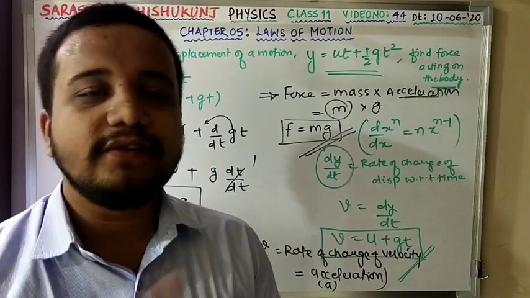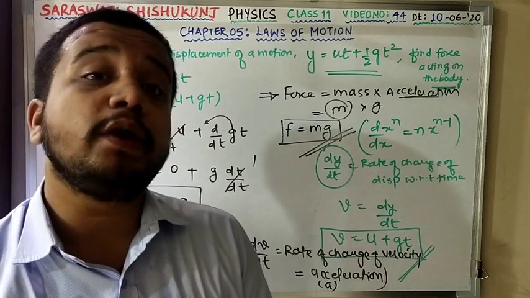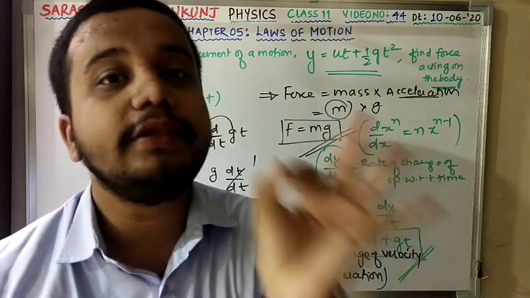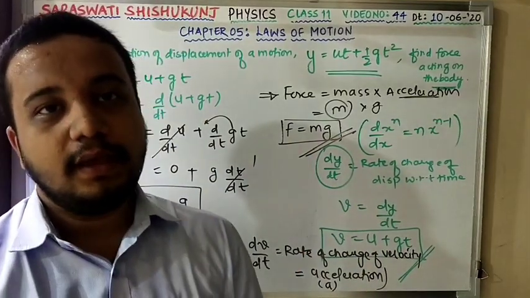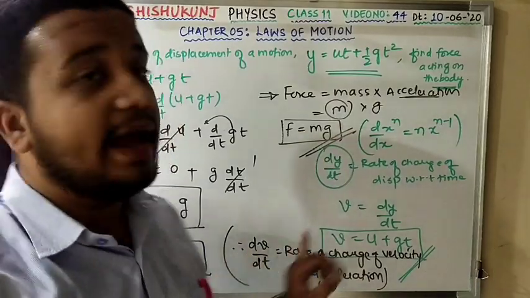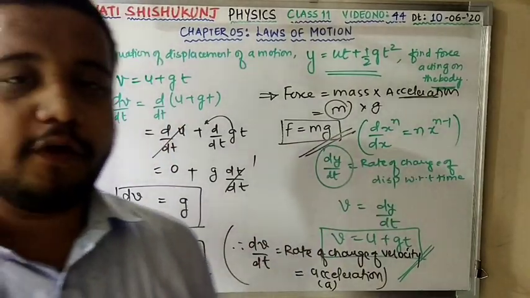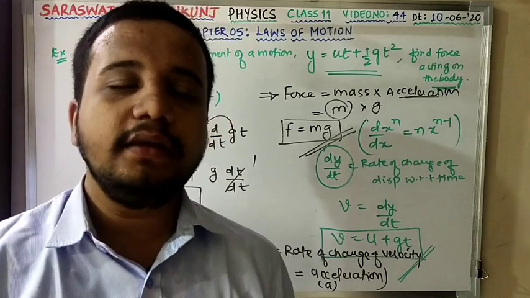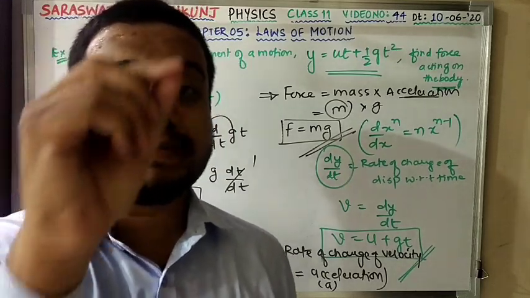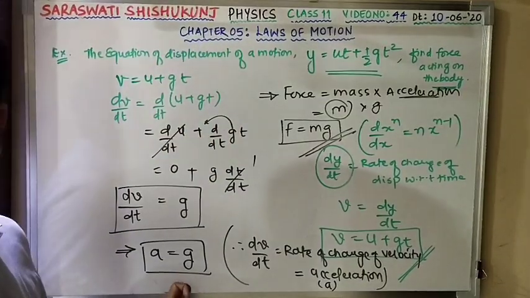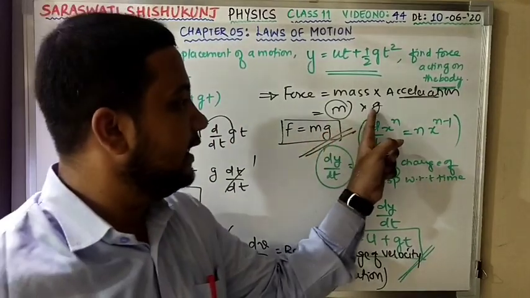Yes or no? F = mg can happen only if the body is moving with uniform acceleration under the gravitational force. Only then can this a be replaced by g. Have you seen free fall? In free fall, the body was moving with uniform acceleration under gravity. Then you can substitute acceleration a equal to g. Similarly, I have substituted a with g.